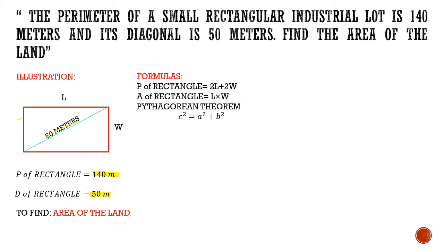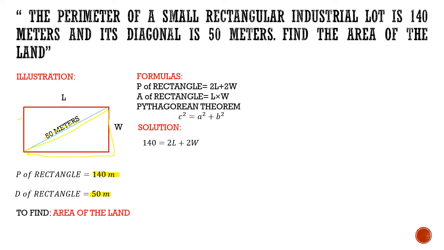So for the formula to be used, for perimeter of rectangle, we have 2 length plus 2 width. And for the area of rectangle, as we all know, it's length times width. And also the Pythagorean theorem, because kung mapapansin nyo dito sa na-form na diagonal is that meron tayong right triangle. So, nagagamit tayo ng Pythagorean theorem.